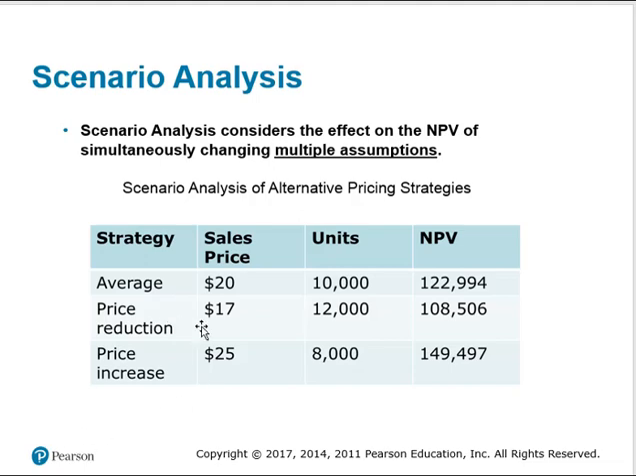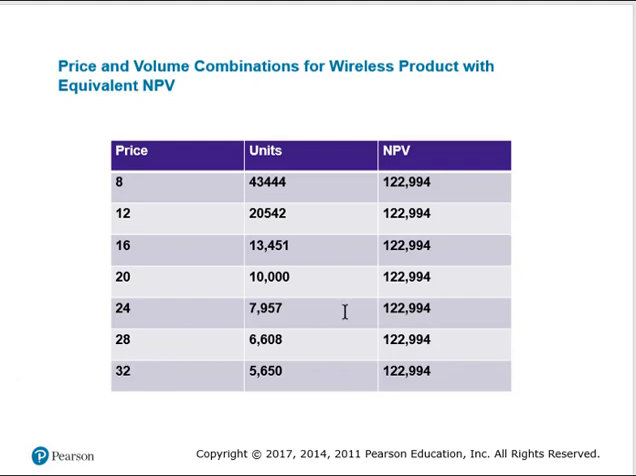So what if we say on average the sales price would be $20, but at $20 we would only expect to sell 10,000 units. We then can calculate the net present value using these multiple changing assumptions. We also can then look at what happens at different prices and different units.